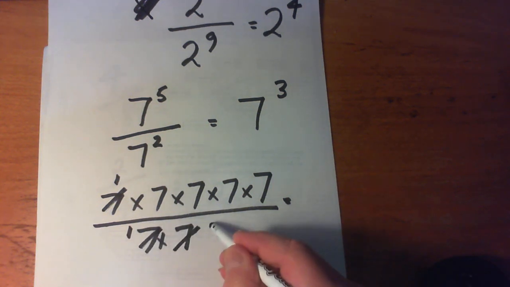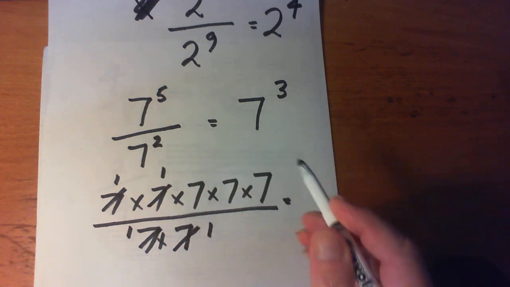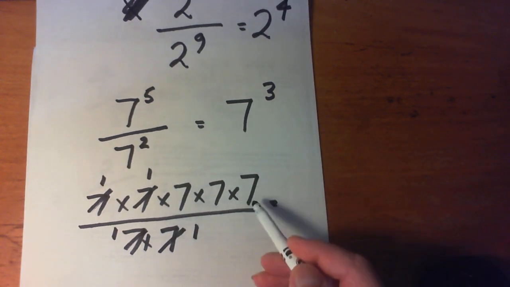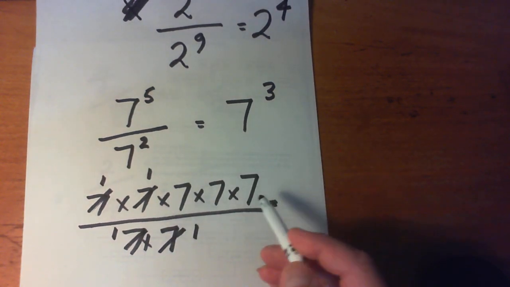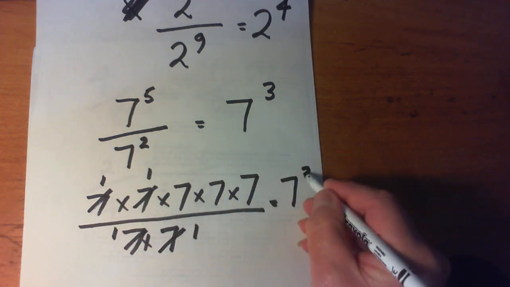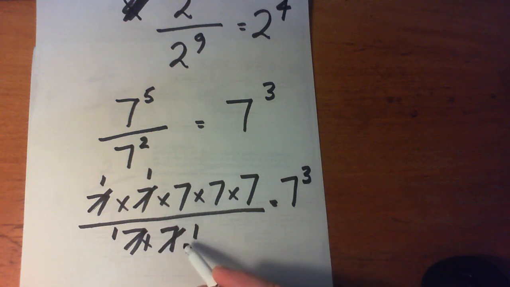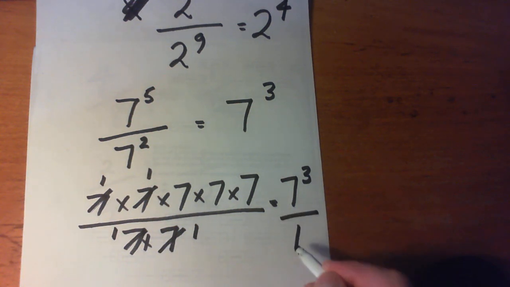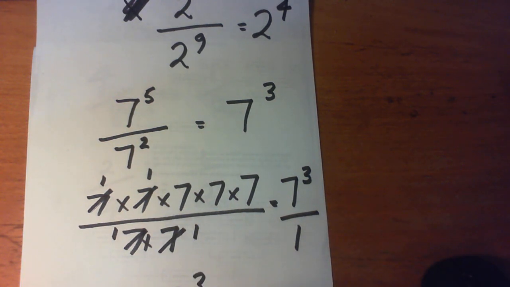And I'll do the same here. So what I've got is 7 times 7 times 7, which is 7 to the power 3. I'll say times 1, which doesn't change it. So it's 7 to the power 3, and that's 1 times 1 now. So it's 7 to the power 3 over 1. So again, using the rule that we have applied before, 7 to the power 3 over 1 is just 7 to the power 3.